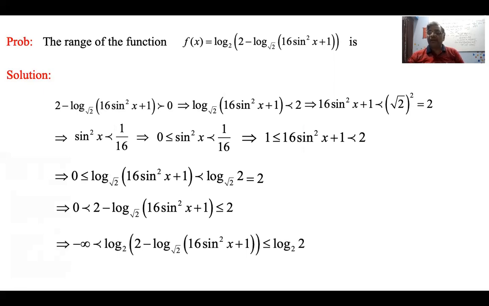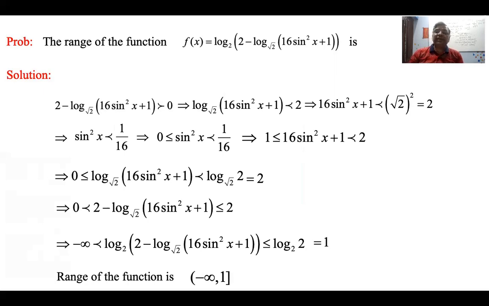So here the left side is log 0 to the base 2, right? Log 0 is not defined, but that value will go down to minus infinity. So that quantity's lower limit will be minus infinity and the upper limit will be log 2 to the base 2, which is 1. Therefore, the overall range of the given function is from minus infinity to 1. So this is the way we are supposed to solve it.